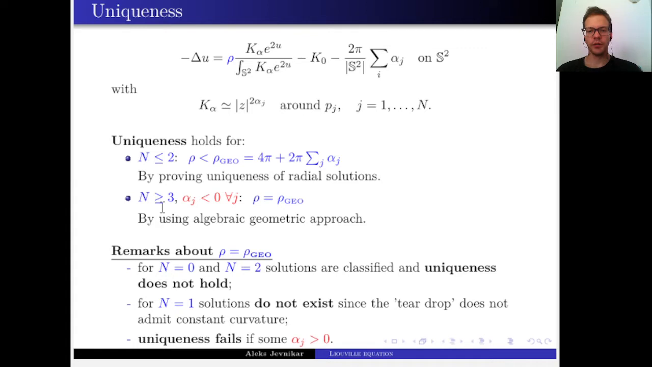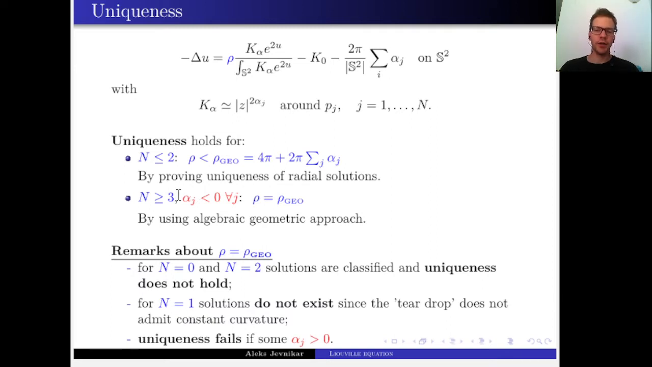First of all, if you do not have singularities, or you have two singularities, then the solutions of this problem are completely classified, and you have a whole family of solutions, so uniqueness does not hold. On the other hand, if you have just one conical point, and constant Gaussian curvature outside of it, this is the teardrop surface, and it is known that it does not exist. You cannot have a teardrop with constant curvature.